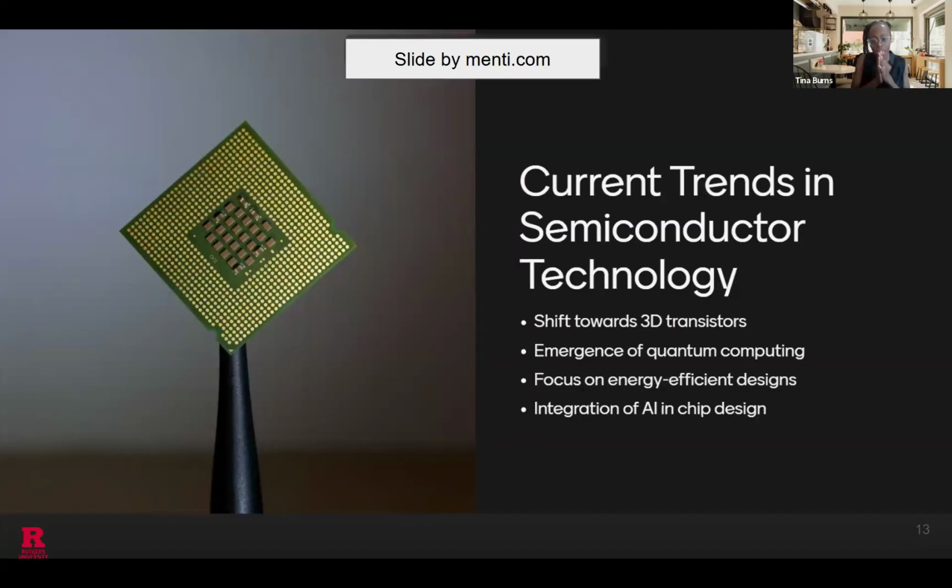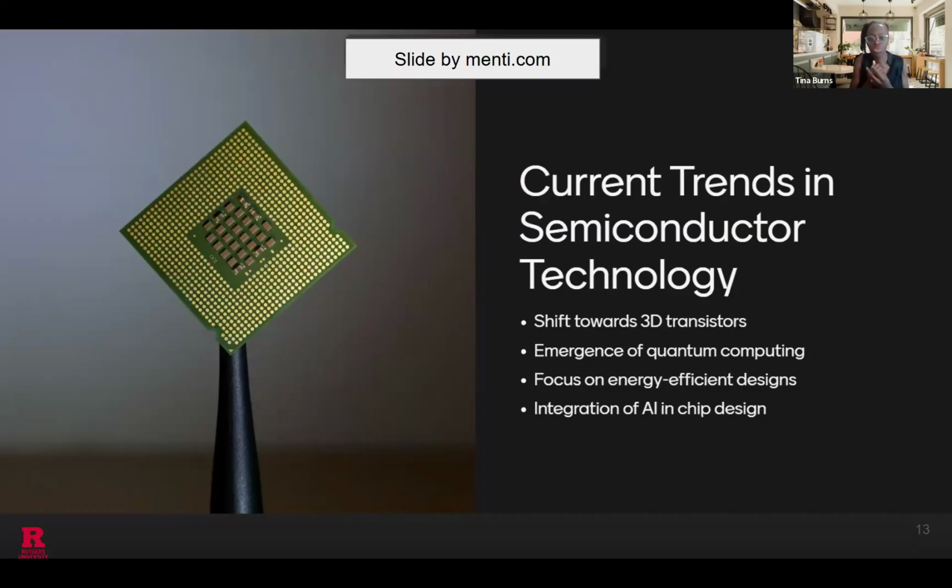Now, what we see currently in some of the semiconductor work is a move towards 3D transistors. Instead of just having a two-dimensional device, can I make it a three-dimensional device? That would allow more complex algorithms and more complex decision making, which would vastly improve the AI trends. And there's also the emergence of quantum computing. I'm sure we've heard about that.